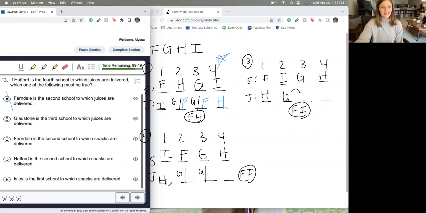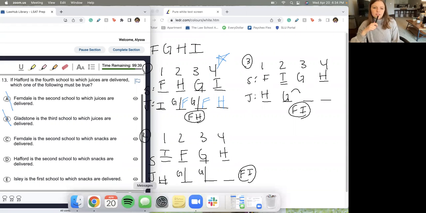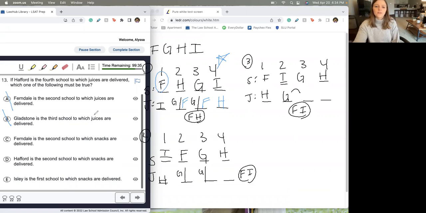Could be true, does not have to be true. G is the third school to which juices are delivered. Same reasoning, G can flip between 2 and 3, so it does not have to be true. F is the second school to which snacks are delivered. No, F is going to be my first school. Wrong. H is the second school to which snacks are delivered. I like that one. I have that as a possibility. Let's check on E. I is the first school to which snacks are delivered. Nope, it's going to be F.